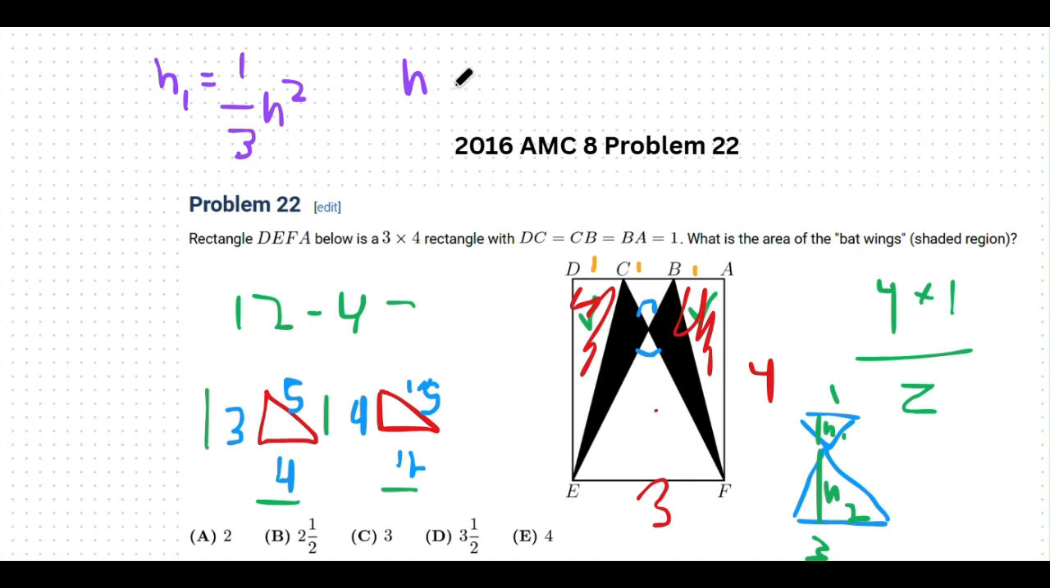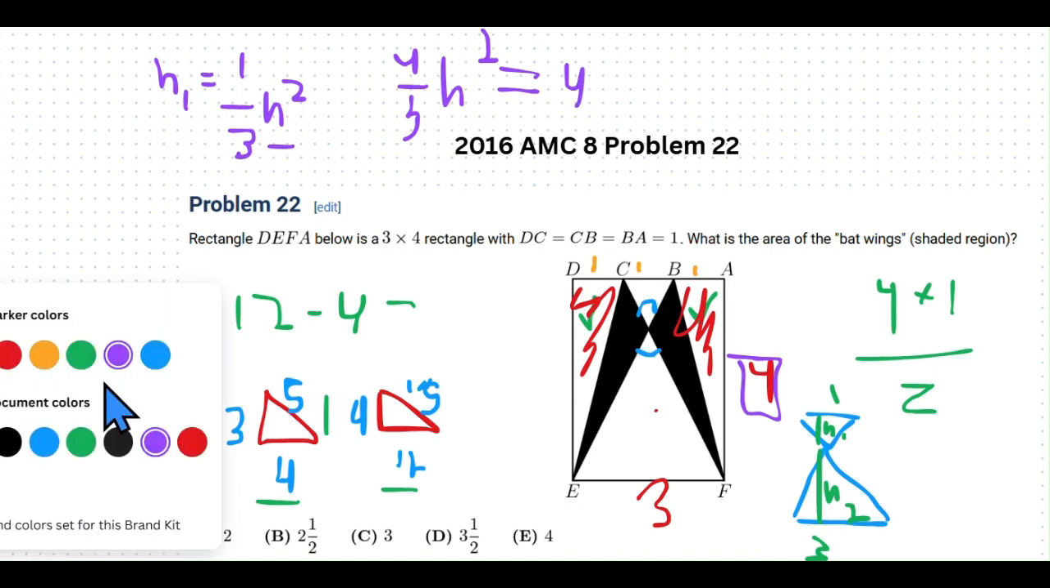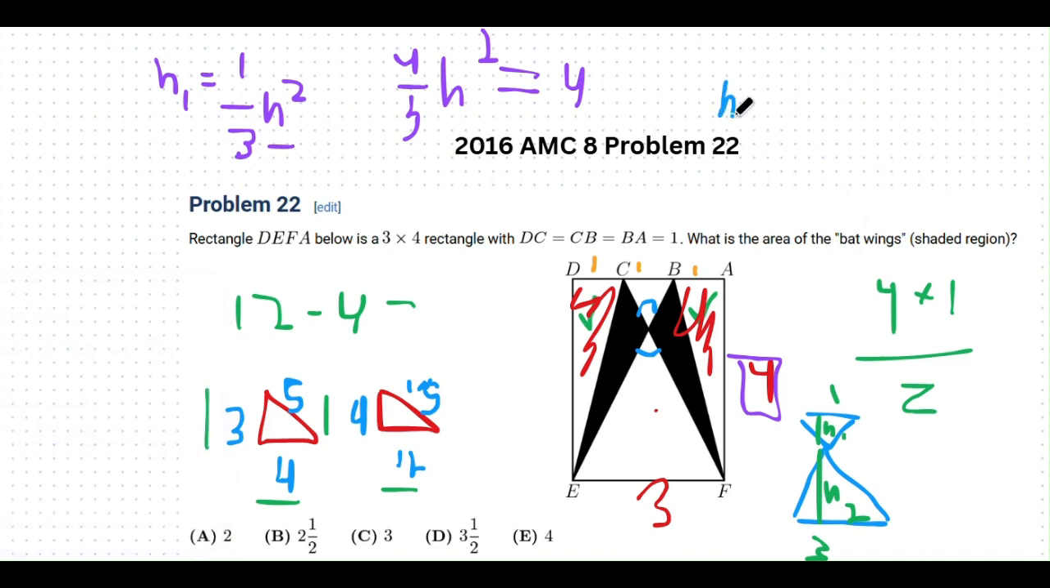Now we can plug and chug. We can plug in H1 and solve for H2, which is the bigger one. So we get 4 over 3 H2 is equal to 4. Once we solve for H2, this is not H squared, this is H2. I'm sorry for that. So we get H2 is equal to 3, since they're in common ratio 3 to 1. Then 3 plus 1 is equal to 4. So that means H1 is 1.